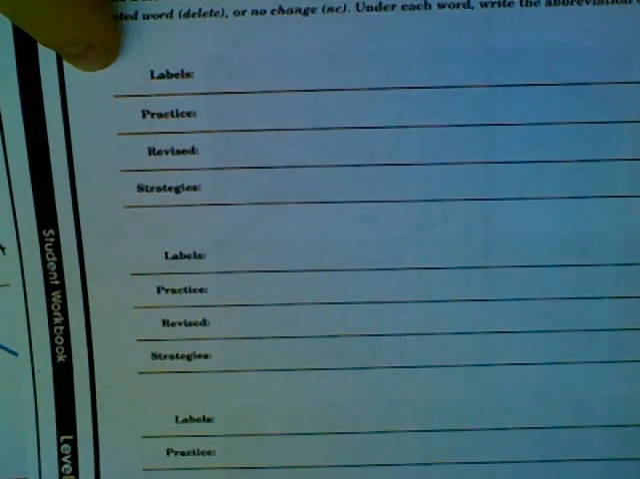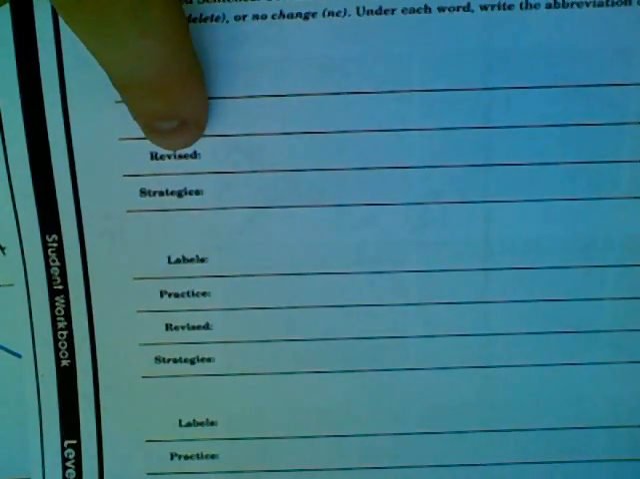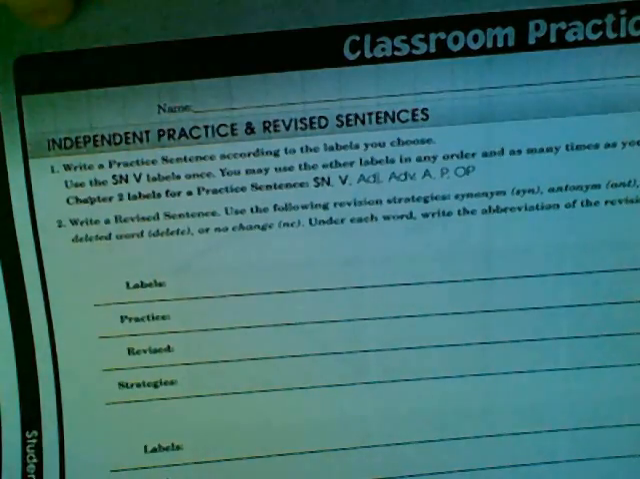Okay, so what you're going to be doing in this homework assignment is you're going to be writing a practice sentence right here. You're going to be identifying the sentence labels right here, right above the practice sentence. So for like subject noun, you'd be writing the subject noun above the subject noun in the sentence. Then down here, we're going to go ahead and write in a revised sentence. That will be a revision of what you had previously worked on. And then the strategies that you used.